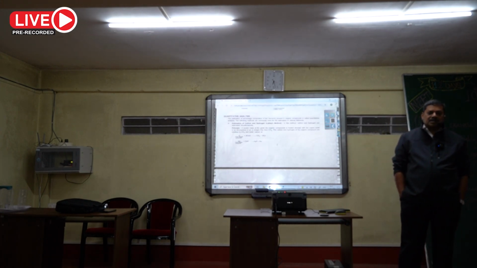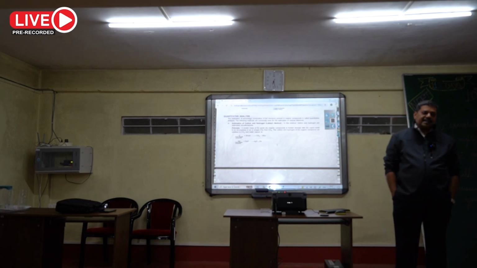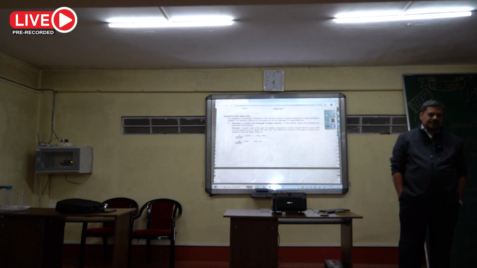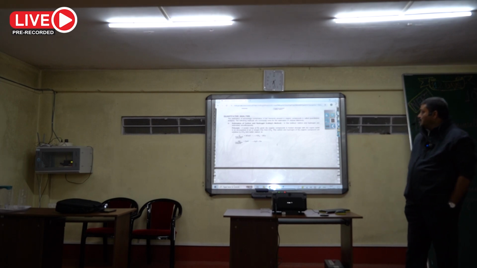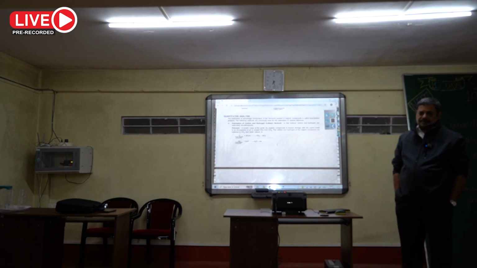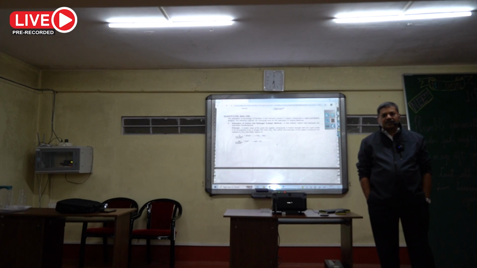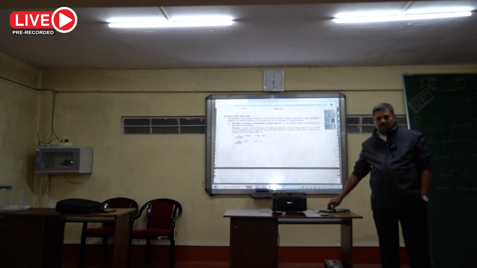Only we are concerned about how much quantity is present in a given sample, or percentage. Both we can do. So in the quantitative analysis, the first heading is estimation of C and H, within brackets, by Liebig's method. In Liebig's method, we are going to estimate both carbon and hydrogen in one shot.